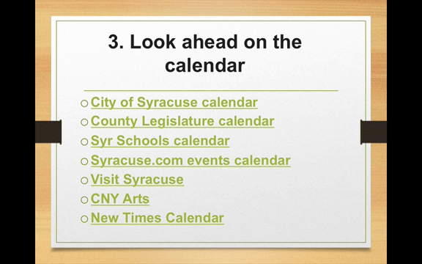Third tip, look ahead on the calendar. We put together all these different calendars from city to arts organizations to the tourism group. And by looking at what's coming up, you might find something there, either an event that's a story or that there's a story behind the scenes or behind an event. You can come back to any of these calendar links on the J-Tools website when you're hunting for stories.